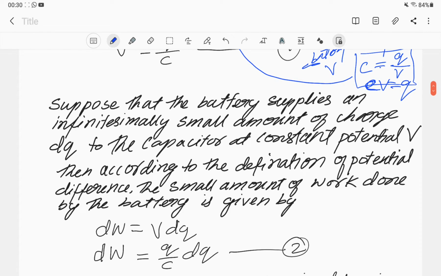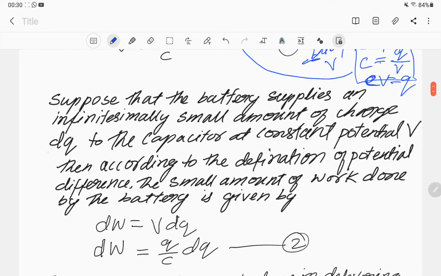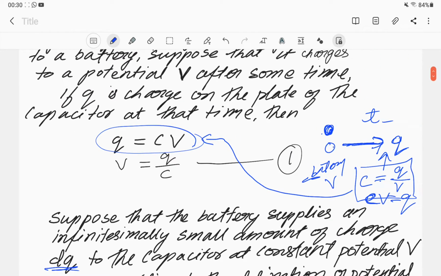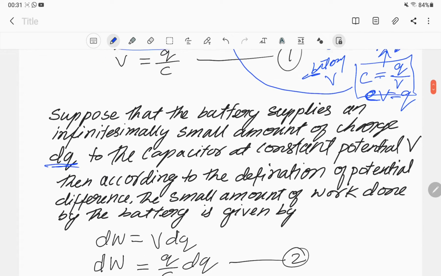Now suppose that the battery supplies an infinitesimally small amount of charge dq to the capacitor at constant potential V. Here the battery is supplying a very small amount of charge dq, and at time t all this charge dq, the total charge becomes q.